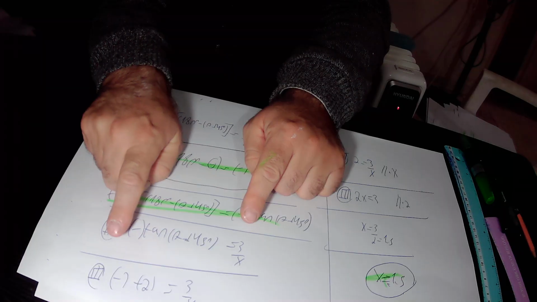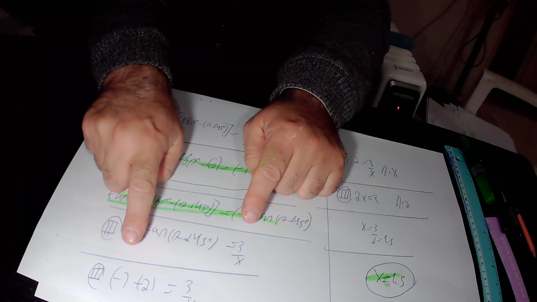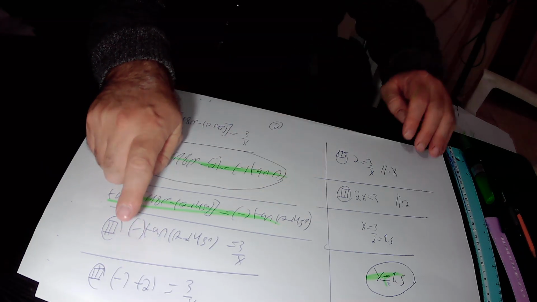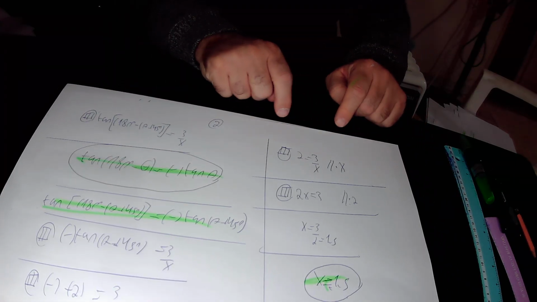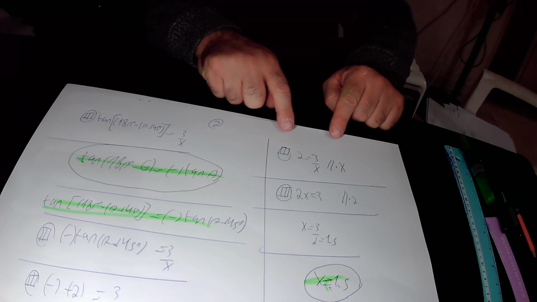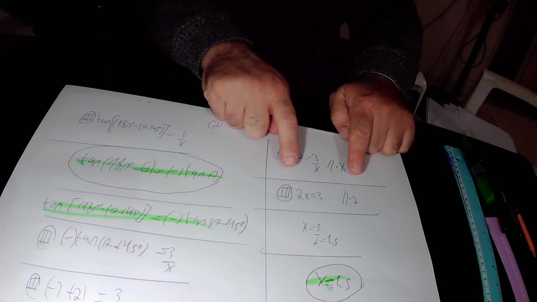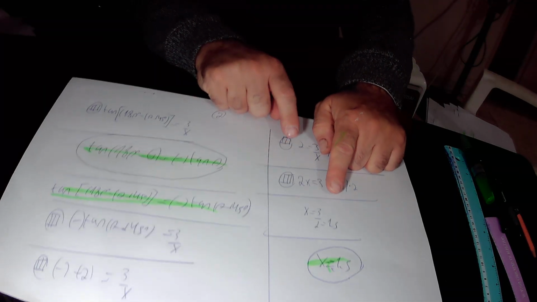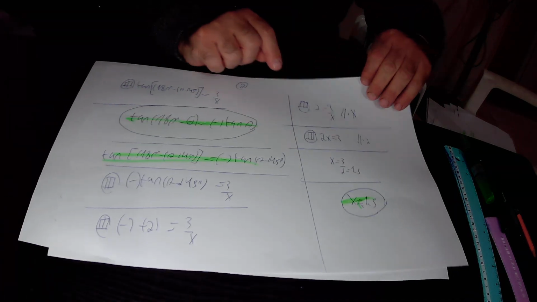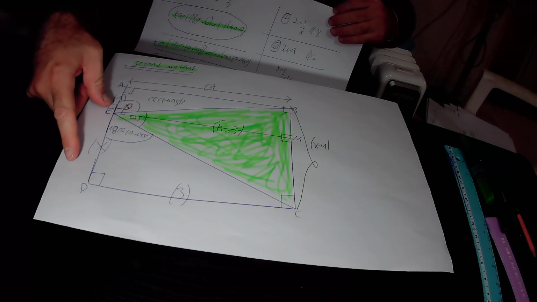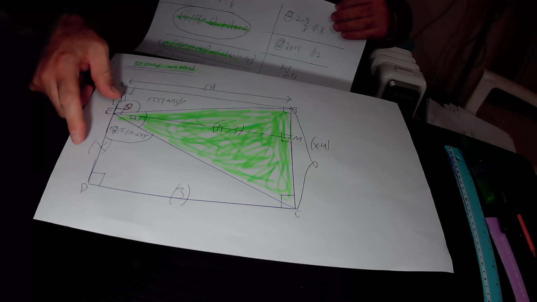Minus times minus is plus, so minus minus 2 is plus 2. So 2 equals 3 over X. Here we multiplied this equation by X and finally found out that 2X equals 3. Here we divided this equation by 2 and finally found out that X equals 3 over 2, that is 1.5. So X equals 1.5 units in length.